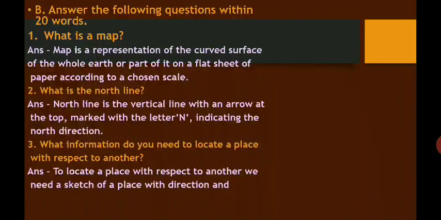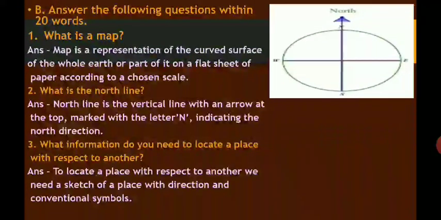Okay, now what is the north line? The north line is the vertical line with an arrow at the top marked with the letter N.